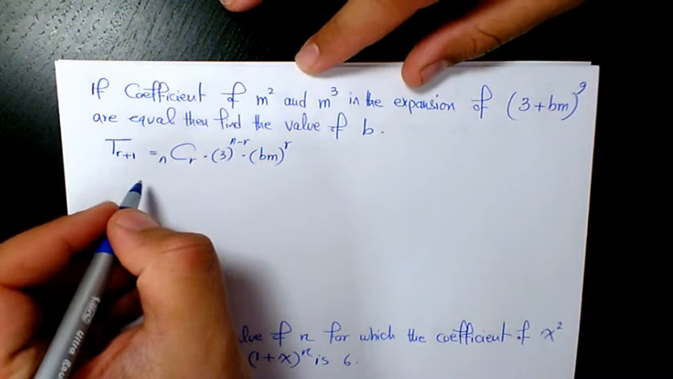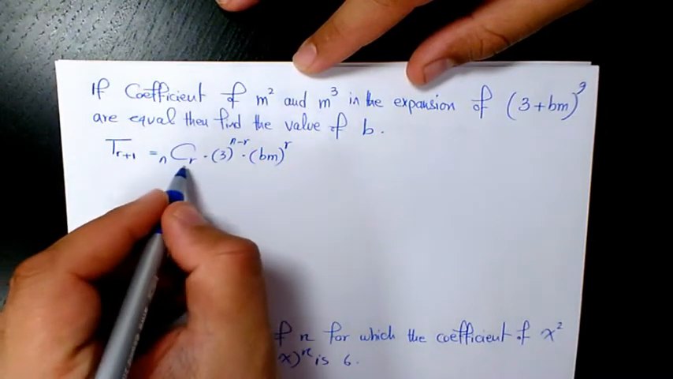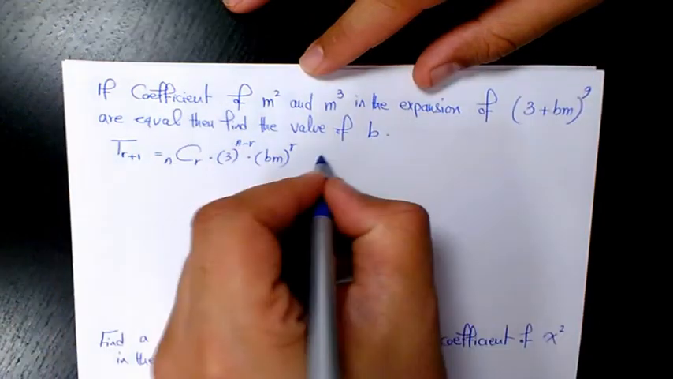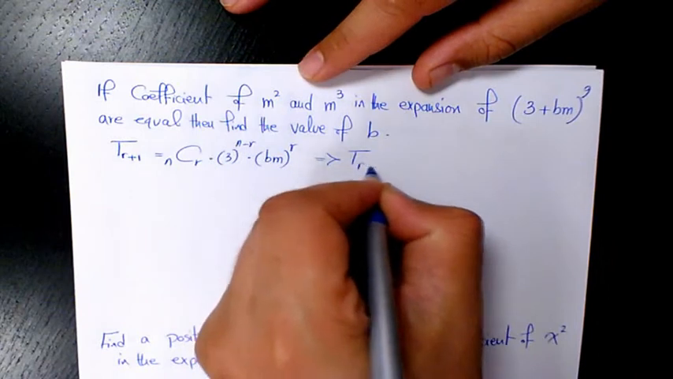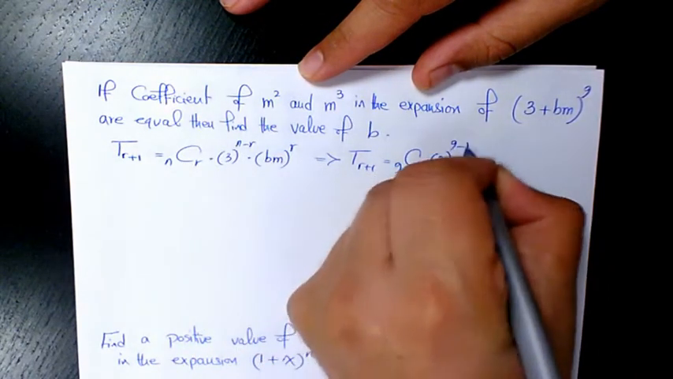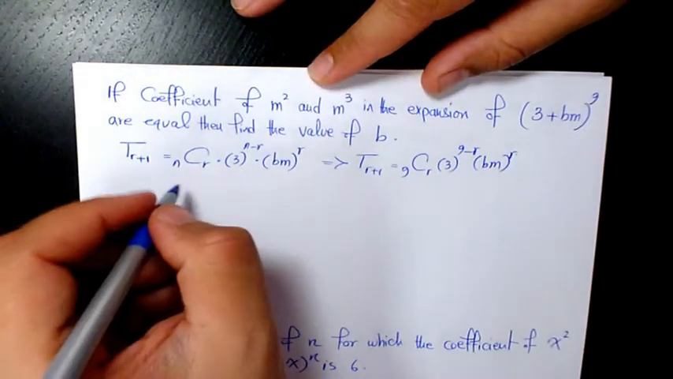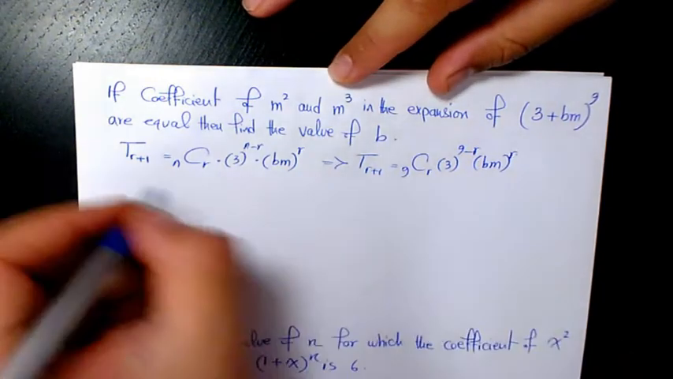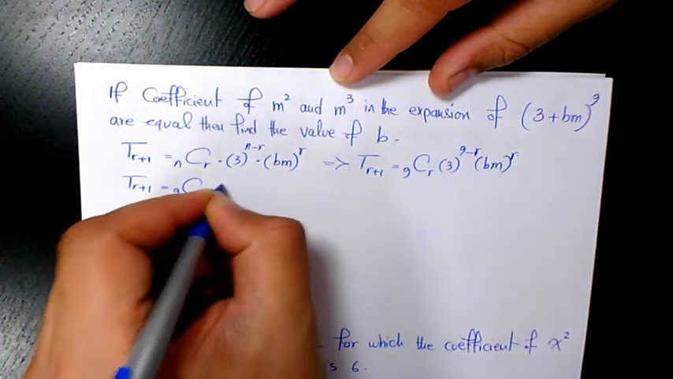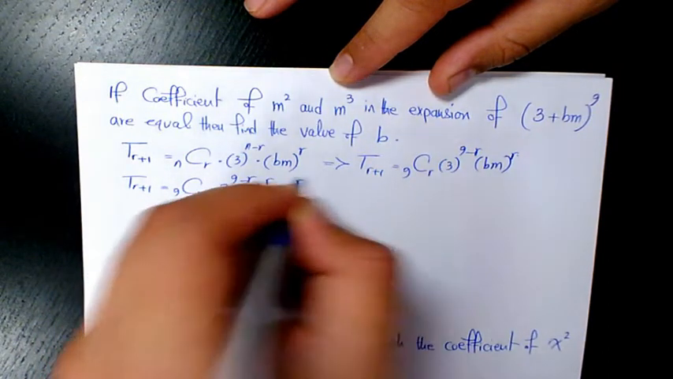Then in this case, n is 9. So that's why it's going to be T_(r+1) = 9Cr 3 to the power of 9 minus r times (bm) to the power of r. Now when you expand or simplify it, it's going to be 3 to the power of 9 minus r, b to the power of r, m to the power of r.